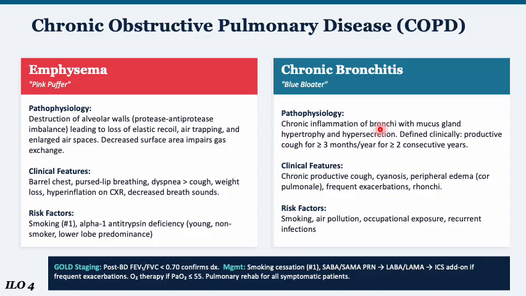Clinical features include a chronic productive cough, cyanosis, peripheral edema, frequent exacerbations, and rhonchi. You may hear rhonchi, which is not quite a crackle or wheeze, it's something in between. Risk factors include smoking, air pollution, occupational exposure, and recurrent infection. And so down here is the treatment, the gold standard.